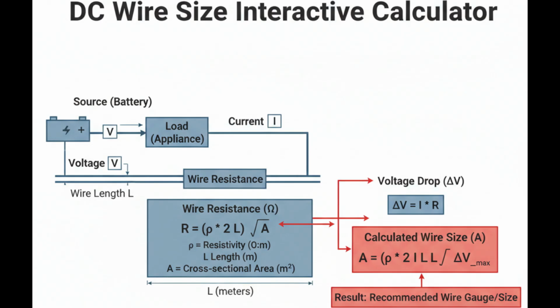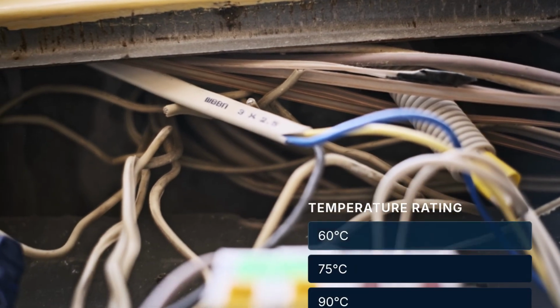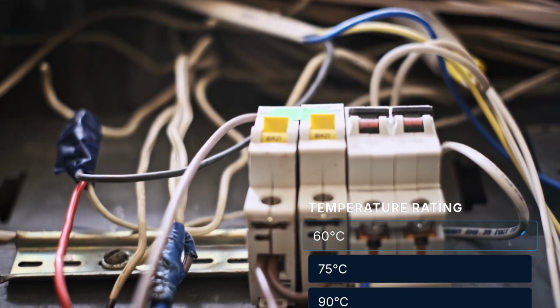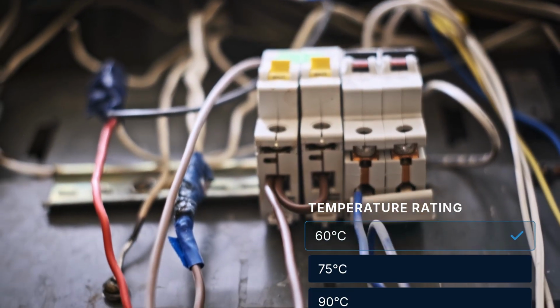Next, choose your wire gauge from 18 AWG options, ranging from 18 AWG down to 0000 AWG. I'll select 18 AWG. For conductor material, choose between copper or aluminum. I'm selecting copper. Temperature rating offers 3 options: 60 degrees Celsius, 75 degrees Celsius, or 90 degrees Celsius. I'll use 60 degrees Celsius.